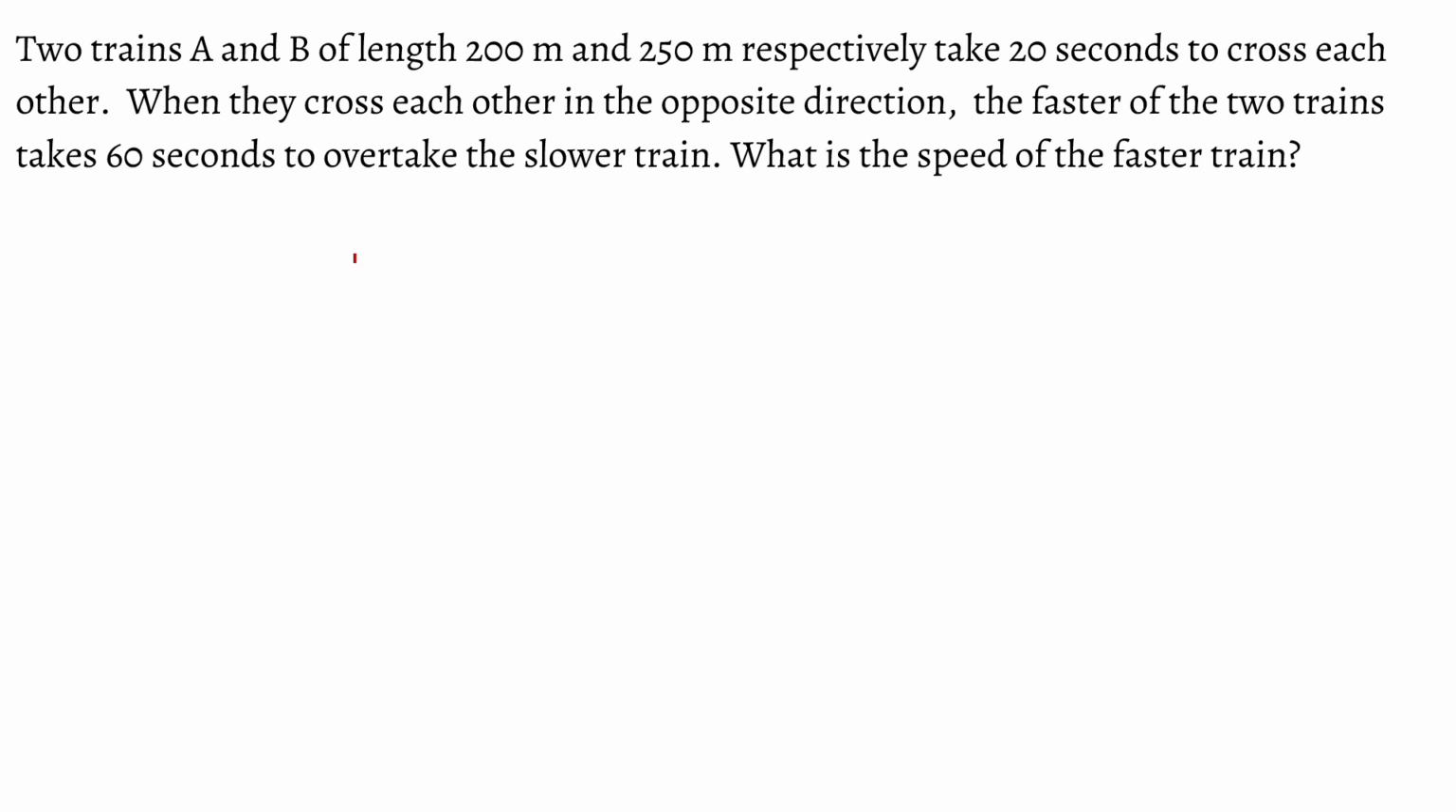Two trains A and B of length 200 meters and 250 meters respectively take 20 seconds to cross each other when they cross each other in the opposite direction. The faster of the two trains takes 60 seconds to overtake the slower train. What is the speed of the faster train? Okay. So here we have two cases, case 1 and case 2. In the first case we have the opposite direction, and in the second case we have the same direction.